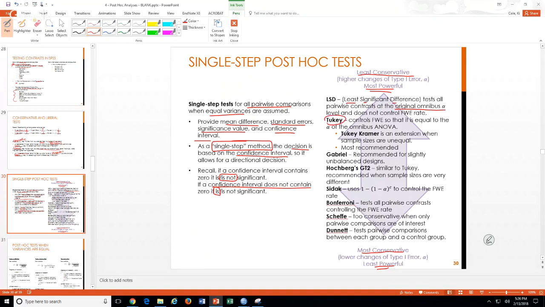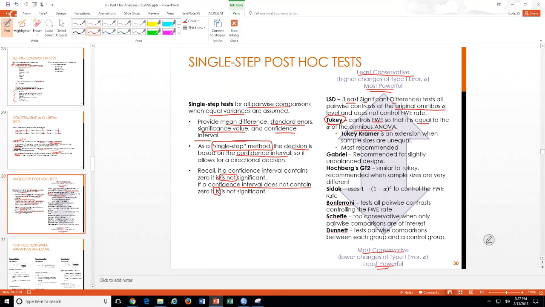Tukey controls the family-wise error rate so that it's equal to that of the omnibus. That's the method that I gave you to perform whenever we're doing individual contrasts. You want to maintain the overall family-wise error rate. That's what Tukey does for you automatically. So again, you don't have to do any additional calculations. It will modify the alpha so that you can evaluate it to 0.05, like you would have the original F.